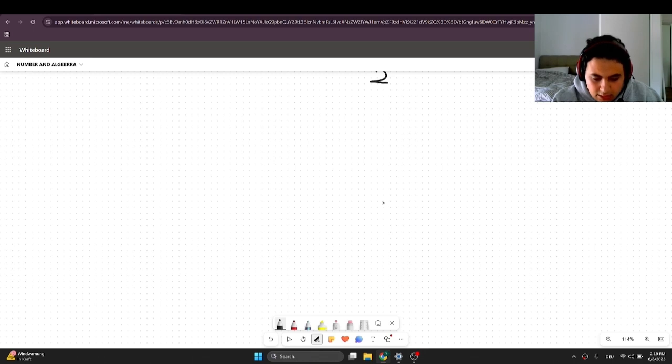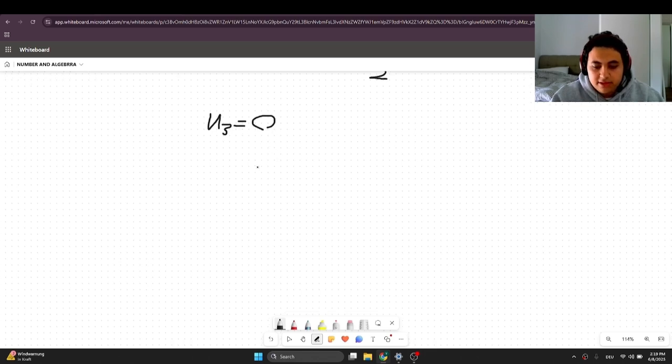Now moving on. We'll do an interesting question that will help us understand it a little bit more. So the question states that the third term of an arithmetic sequence is 0. So u3 is equal to 0, while the sum of the first 15 terms is negative 300. So the sum of 15 is equal to negative 300. Okay, so this is the information that we're given.